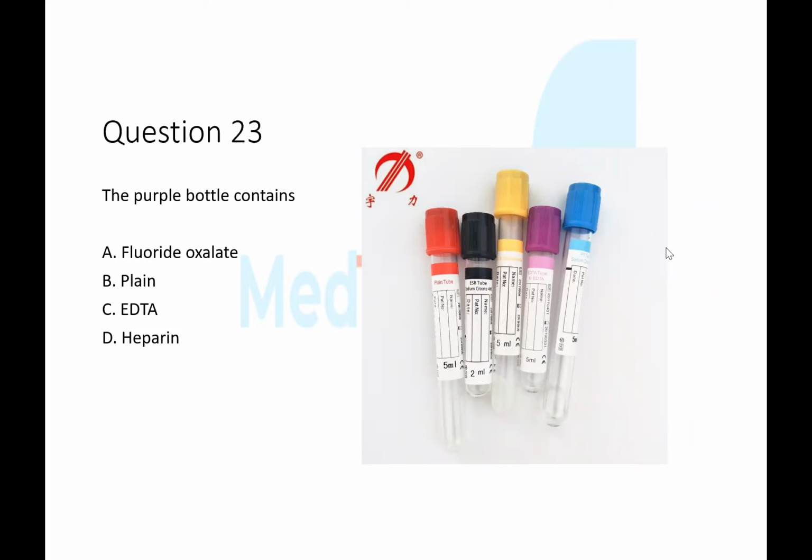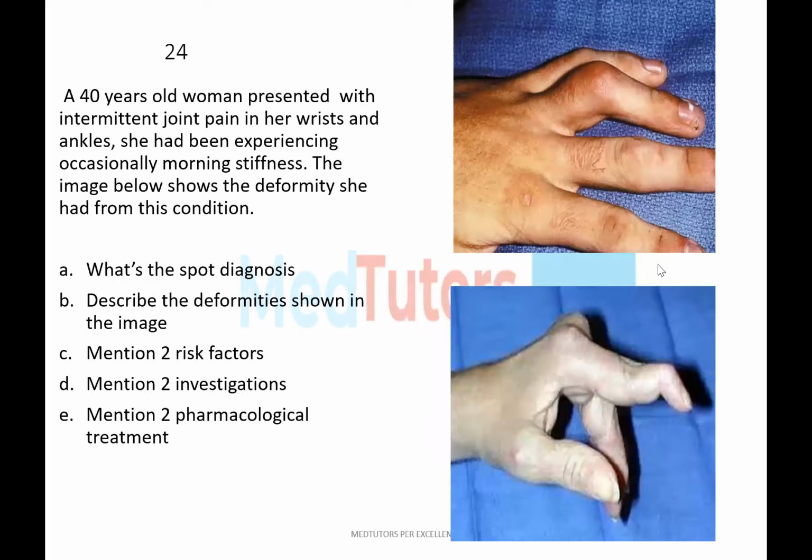So 23. What's the answer for this? The purple bottle. You should know all these bottles. If they draw the bottle on the table, please pick the bottle and check. The name of the stuff is written on it, so don't guess yourself. C. Yeah, so EDTA. So next slide. So now we are back to this. We've done this before. So what's the spot diagnosis?